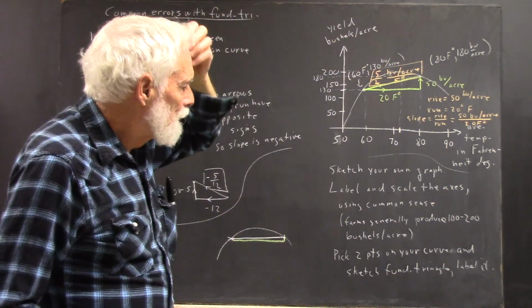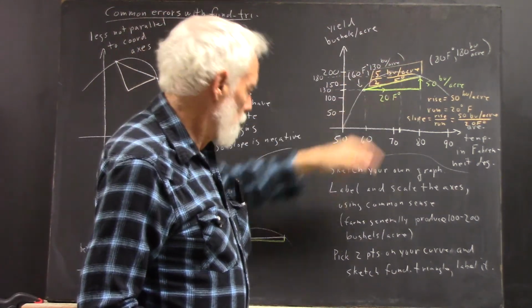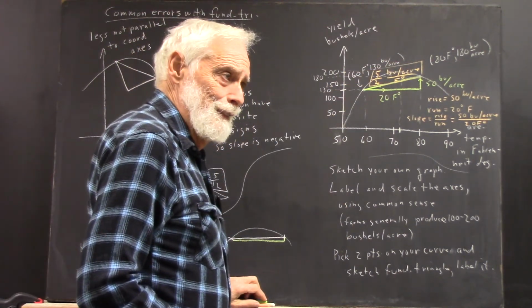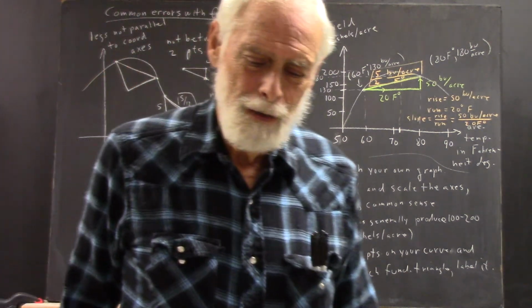Now we want to ask, though, what this 5/2 bushels per acre per Fahrenheit degree is. Okay? So I want you to think about that for a few minutes.